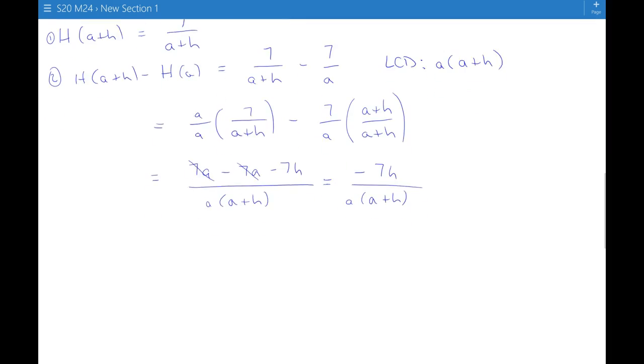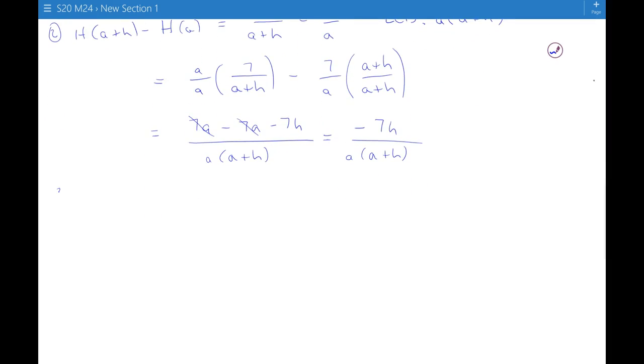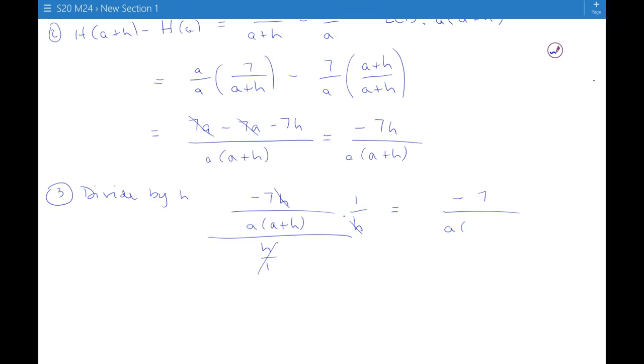So that's step 2, simplified as much as possible. Then step 3 is divide by h. So I'm going to have negative 7h over a times a plus h, divided by h. Well, remember that dividing by h is the same thing as multiplying by 1 over h, and that's going to cause the h in the numerator to cancel. So this is my difference quotient.